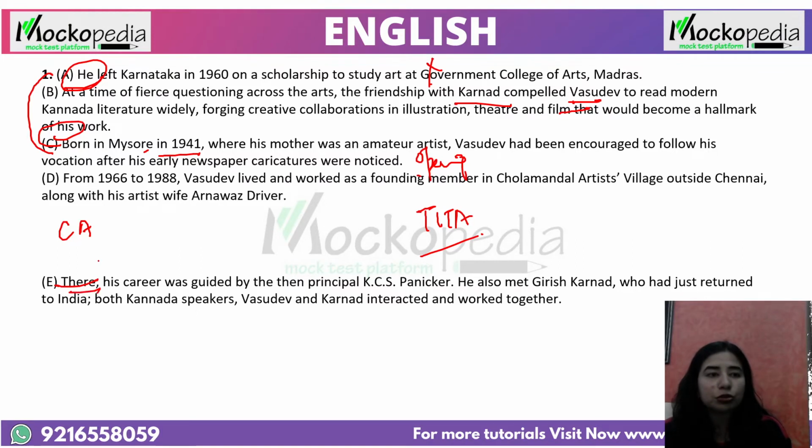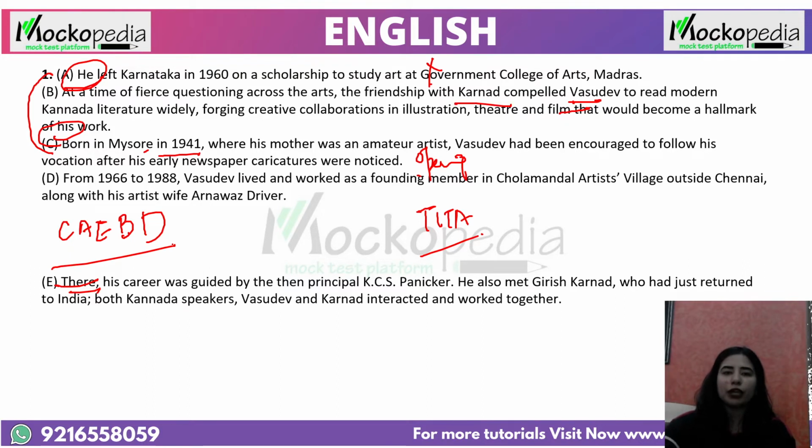So that is referring to the college, right? So E will come after A. And once we have introduced the full name Girish Karnad, we know that always the entire name will come first, and later you can have surnames to talk about. So here it is saying that the bond was there and how the friendship developed. So what can happen now is that B will follow after E, and D would state that after education, what did he do? He was a founding member of Cholamandal Artists. So that brings the discussion to a logical end.